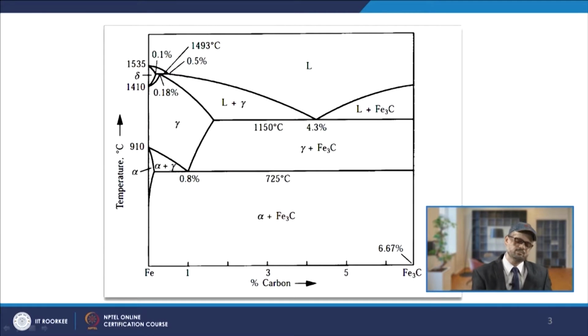So, for hypoeutectoid steels, you will have some proeutectoid ferrite also formed, because the ferrite which is formed before this is known as proeutectoid ferrite. And you can also find the amount of pearlite and the amount of ferrite which will be there in this composition. Based on the lever rule, you can find the amount of ferrite which is there in the pearlite. So, for any such composition, you will have proeutectoid ferrite as well as the ferrite corresponding to the eutectoid reaction. So, altogether you can find the total amount of ferrite.